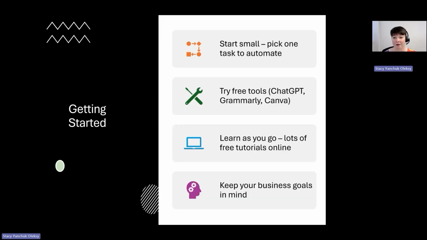Getting started with AI, maybe you start small, just pick one task to automate. Maybe you try some free tools like ChatGPT, Grammarly, or Canva. And you learn as you go. As much as AI is in development, so is our learning about AI, right? And then keep your business goals in mind. Why do you want to use AI? What's the purpose for you and your business?